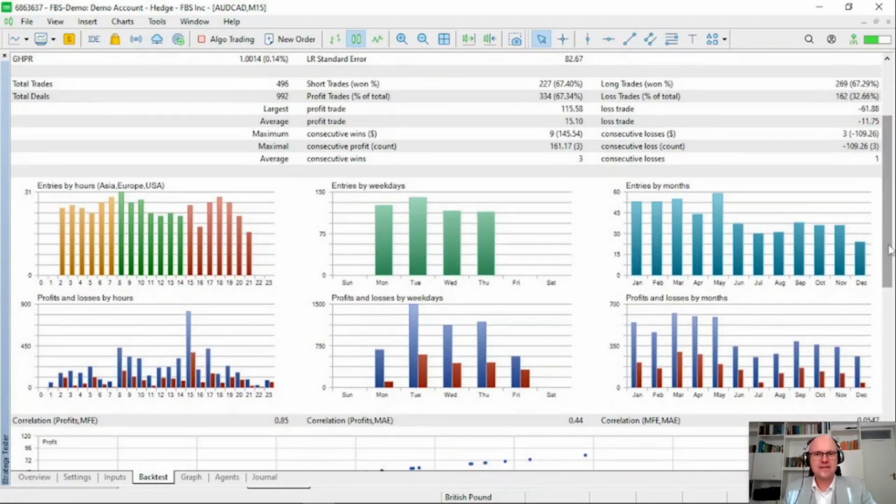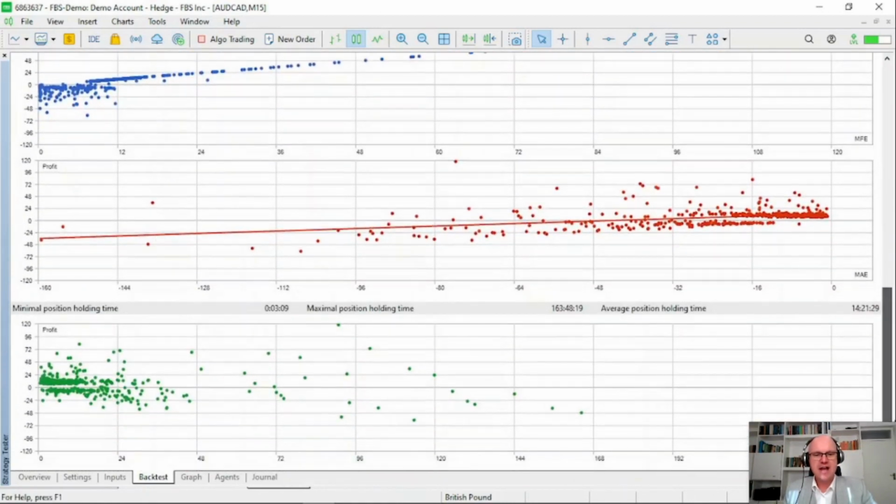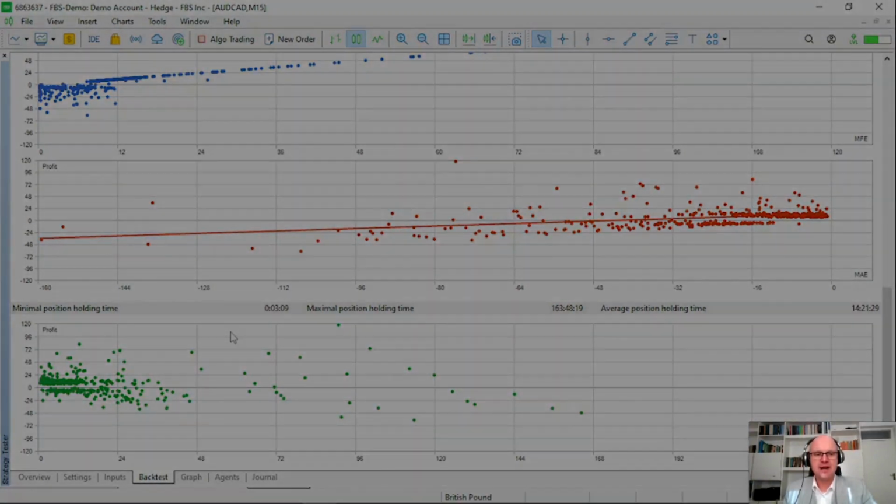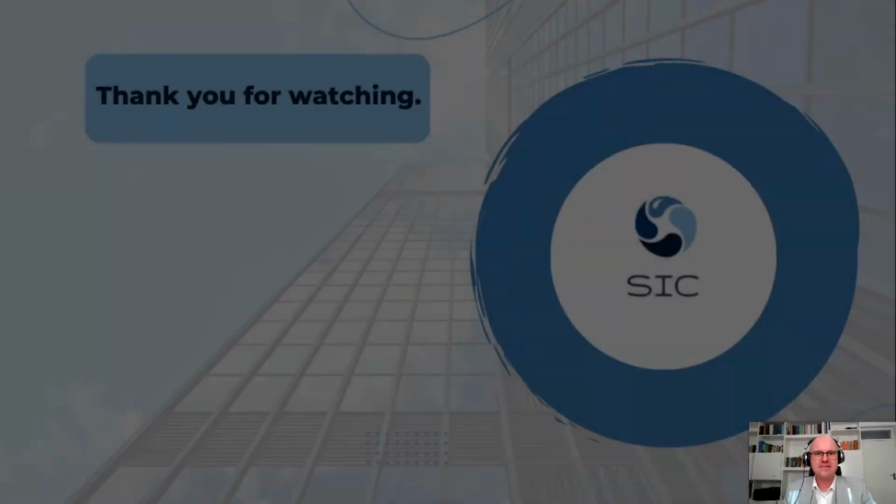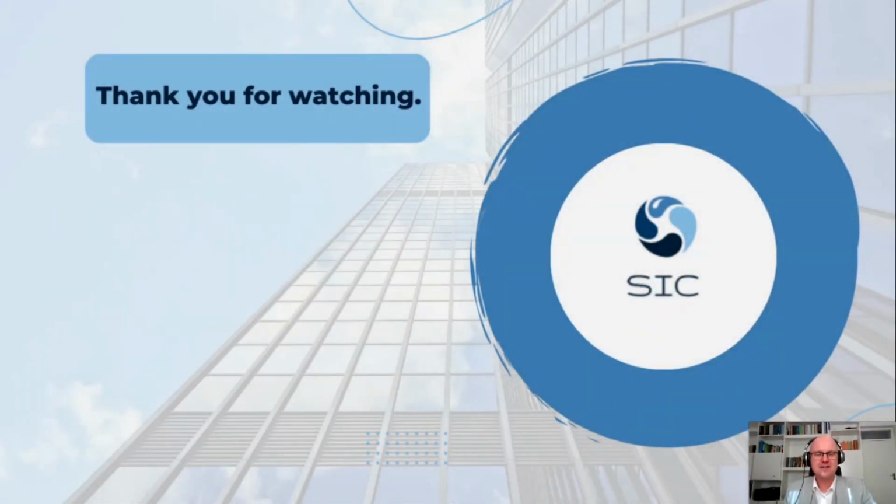Now, the way to look at this is to simply scroll to the bottom of the graphs, and you will see the average position holding time, which is 14, and then our maximum position holding time, which was 163. Our minimum close time was only 3 minutes. By taking this into consideration, it will give you a better idea of how the bot will behave in the live market. So as always, feel free to test the set file for yourself.